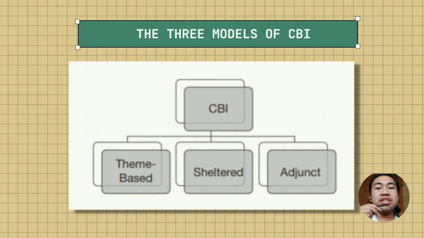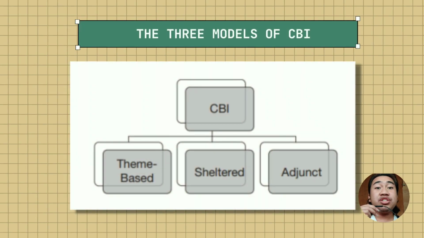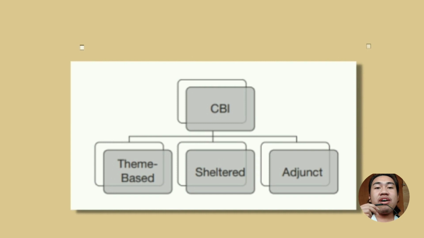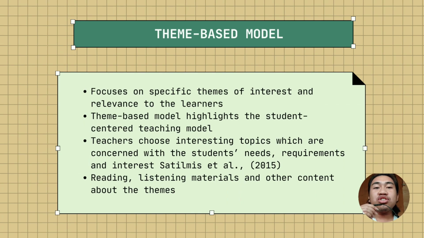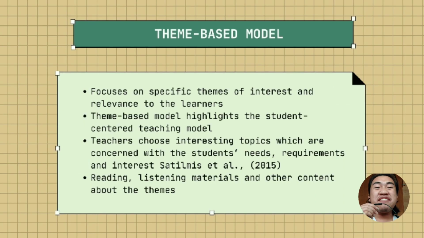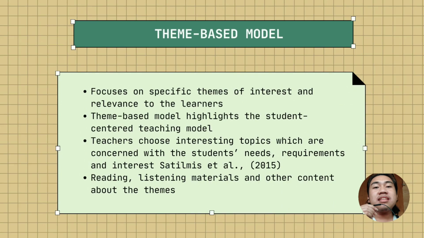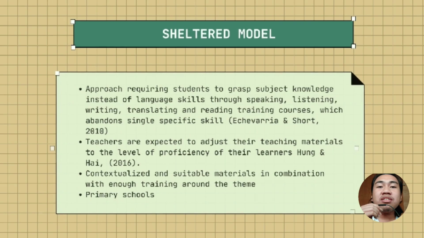The content-based approach also consists of three models, which are used at different levels. These are theme-based, sheltered model, and adjunct model. The theme-based instruction refers to instruction that focuses on specific themes of interest and relevance to the learners. Unlike the traditional English class, where topics are selected from textbooks, the theme-based model highlights student-centered teaching. This model is student-centered since teachers choose interesting topics which are concerned with the student's needs, requirements, and interest, according to Sattelmis et al. 2015.